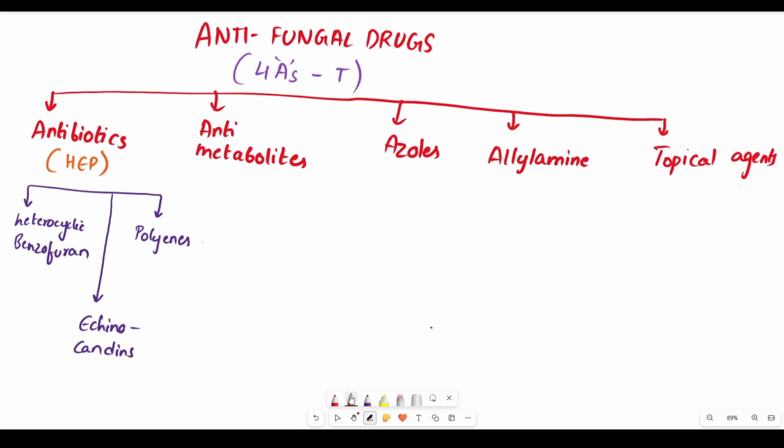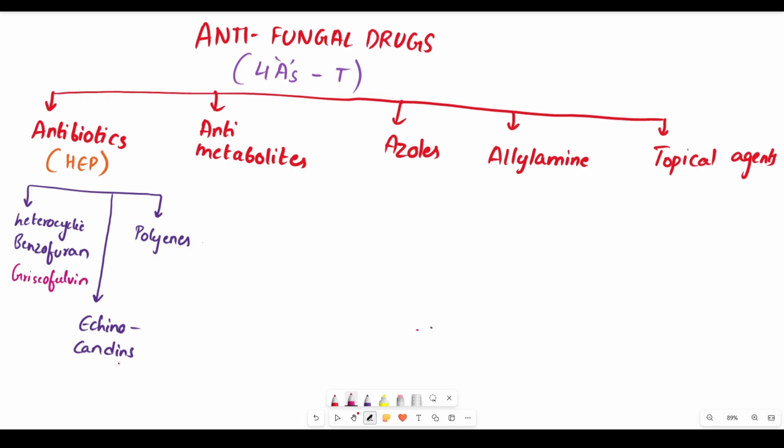Now let's try to write the tricks under each class. So in the heterocyclic benzofuran, remember that there is only one simple example, that is griseofulvin. Griseofulvin is the only example that comes under this heterocyclic benzofuran.